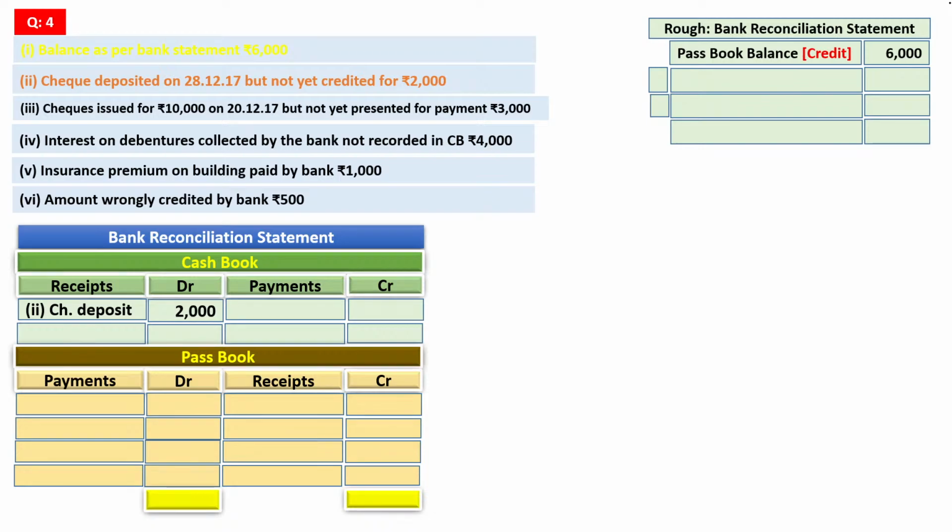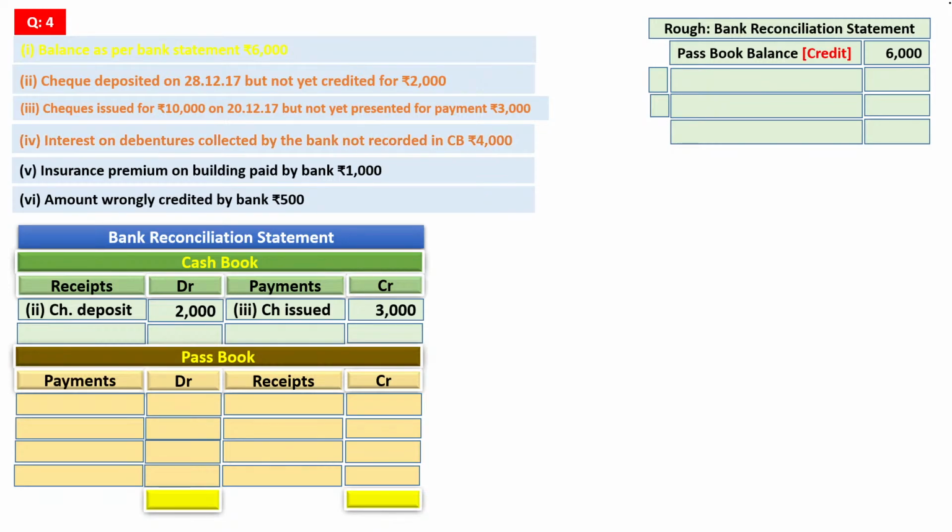Check issued on 20/12/2017, but not yet presented for payment. We have issued a 10,000 rupees worth check, but out of that, 3,000 is not presented. It means only 3,000 seems to be mismatched, right? So in the payment side, I have recorded 3,000 rupees without a corresponding entry in the passbook. Out of 10,000, 3,000 is still pending. 7,000 may be matching, 3,000 remains unmatching.